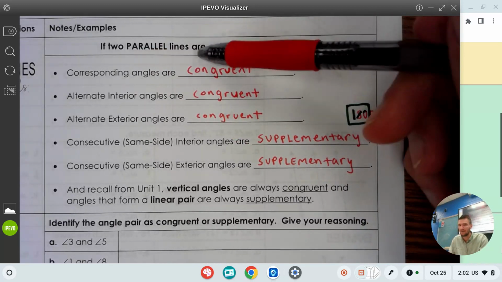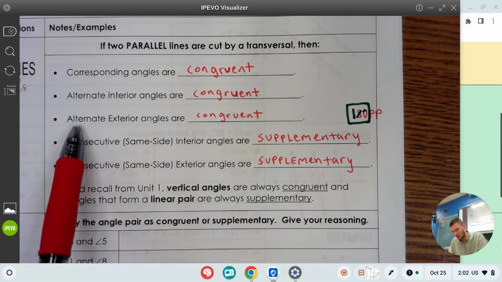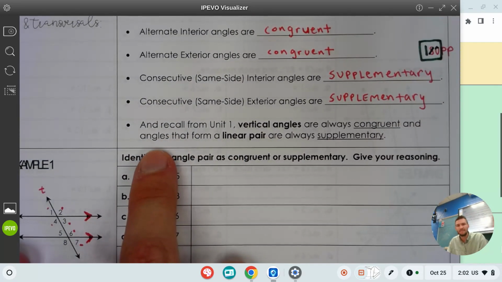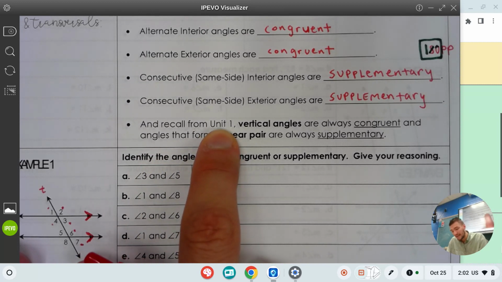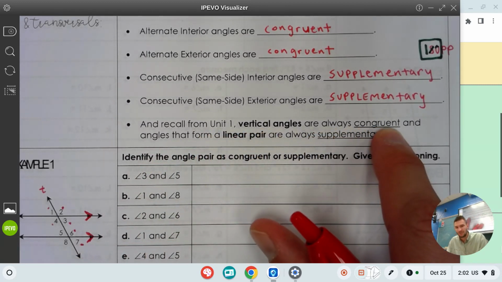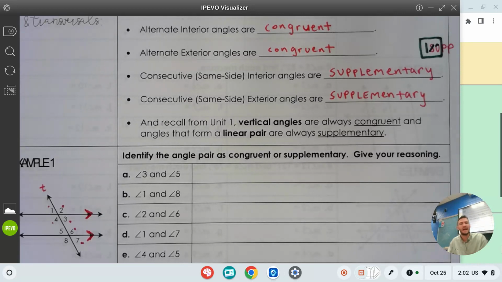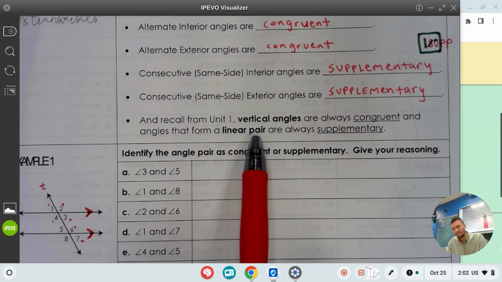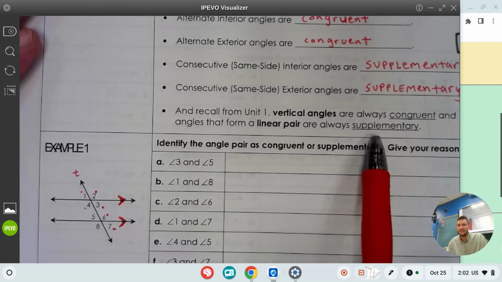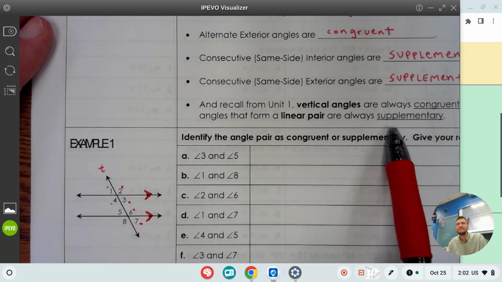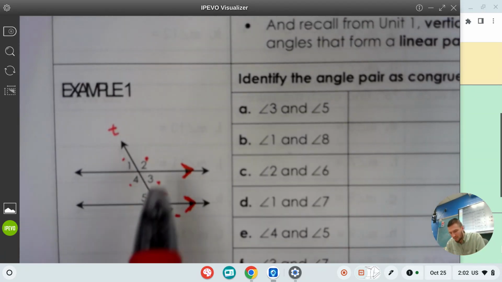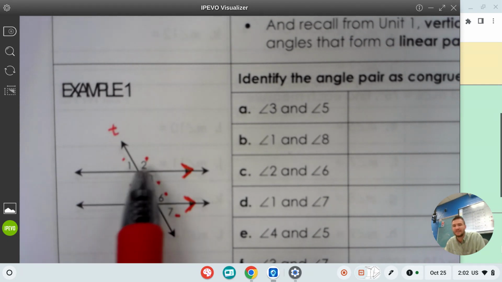Corresponding, if you have these parallel, are congruent; alternate, congruent; consecutive, supplementary. It is worth noting that if you recall from Unit 1, vertical angles are congruent. We already know that, so that's something that should be kind of in our brain. And angles that form a linear pair are always supplementary. So remember, linear pair just means adjacent and supplementary, right? So for example, 1 and 2. Obviously, those are supplementary. They add up to make 180.